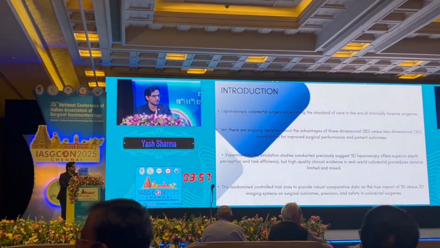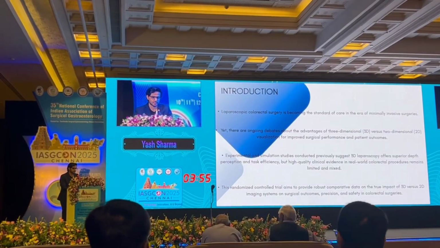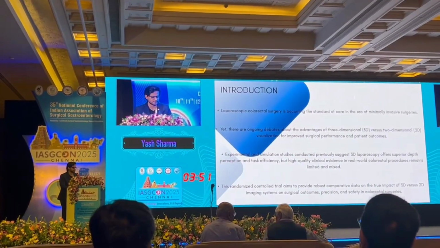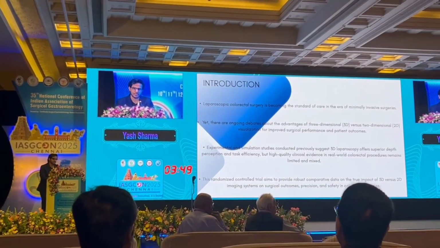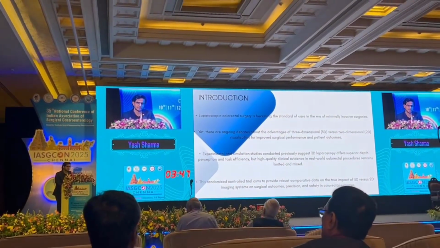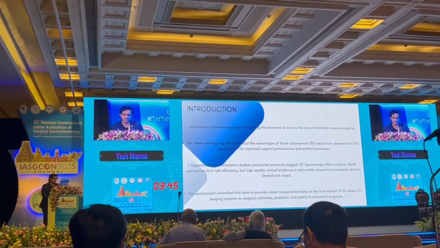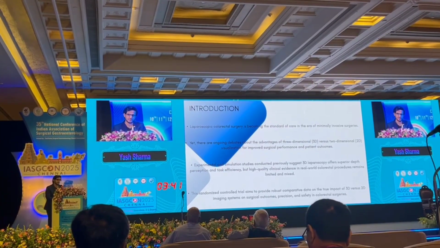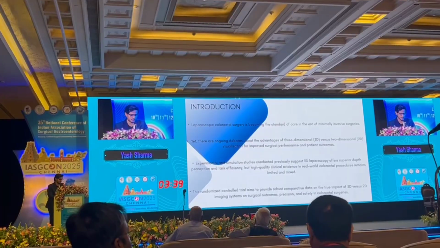As we all know, laparoscopy in the world of colorectal surgery has almost become the standard of care since the last decade. However, ongoing debates are there as to which visualization method is superior to the other, whether it is 3D visualization or 2D, in terms of better patient and clinical outcomes.